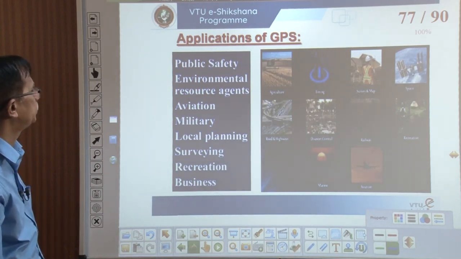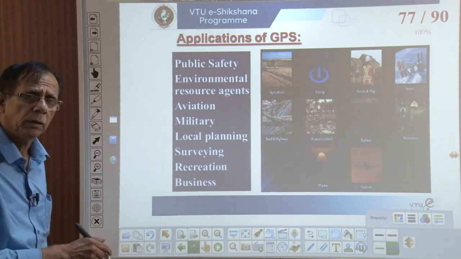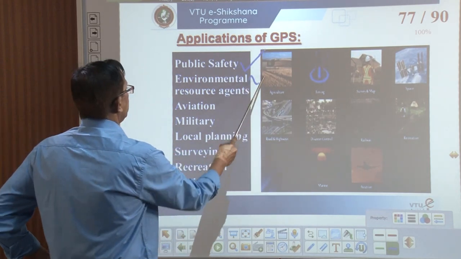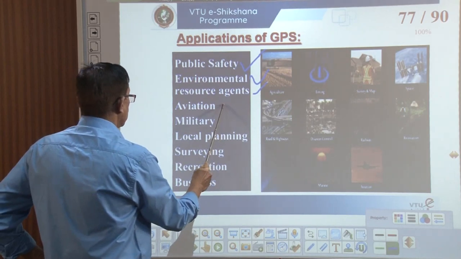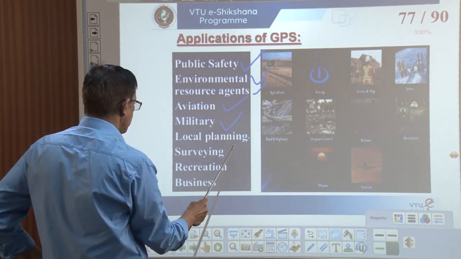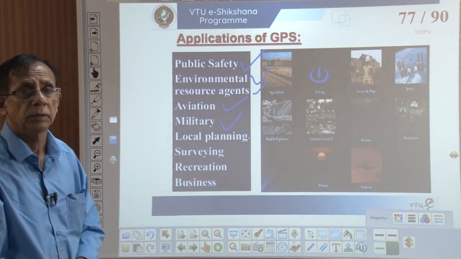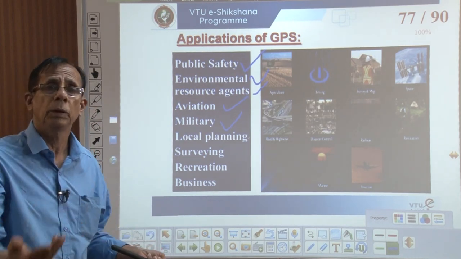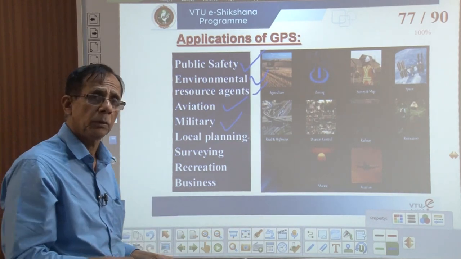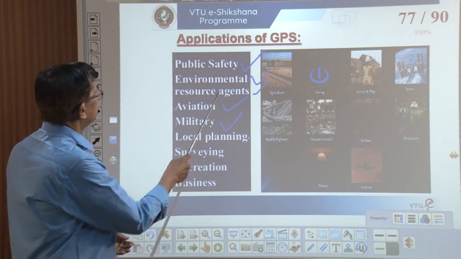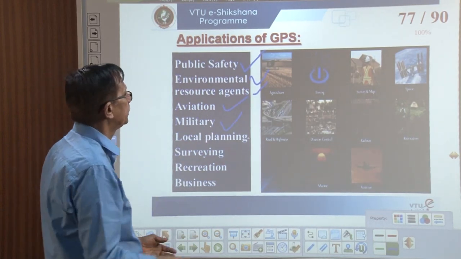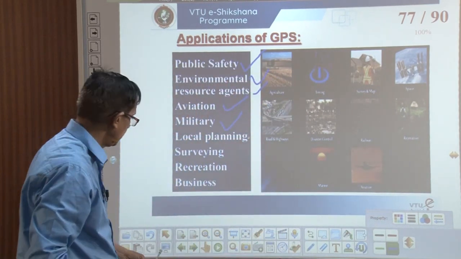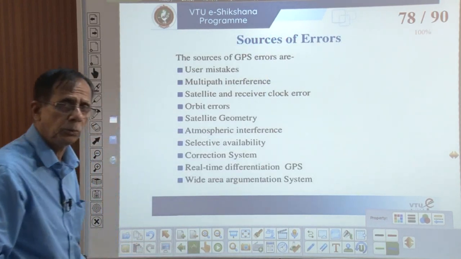What exactly is the application of GPS? Just now we have mentioned GIS. GPS also has wide application wherever we go. Public safety, yes, people. Environment, yes. Resource management, yes. Aviation, yes. Military, yes. Local planning, surveying, recreation, business, everywhere GPS. We have it in our mobile; wherever I go, my movement is tracked by GPS, by some observer. Thus, GPS finds wide application in any field we mention, right from agriculture to marine, etc. And nowadays, in our vehicle also, we have GPS.